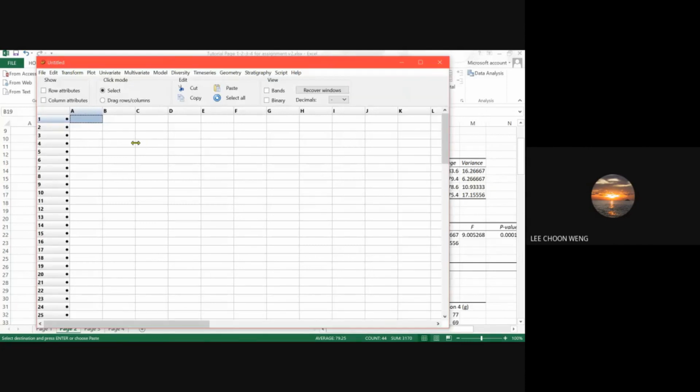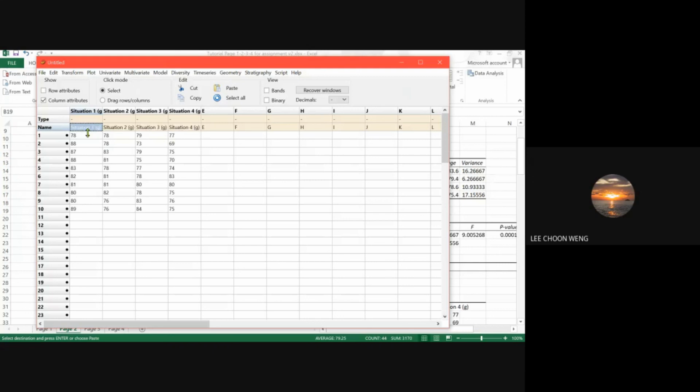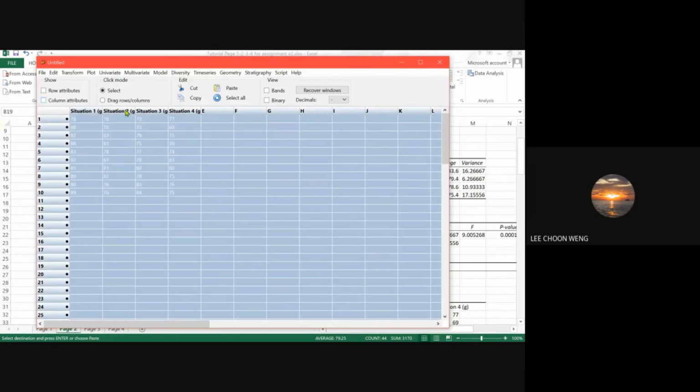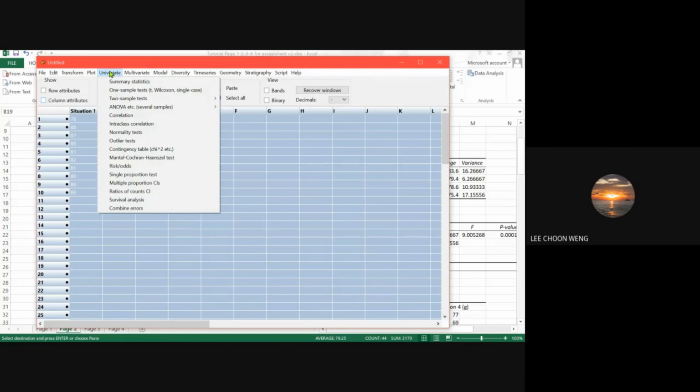Like Excel. So you have to click column attributes first, and then paste your data here, so that your name is situated here. Then you'll find that the cells are all full with data, and your label is here. Next I Control A to select all, go to univariate, and you can see ANOVA. You can do ANOVA.